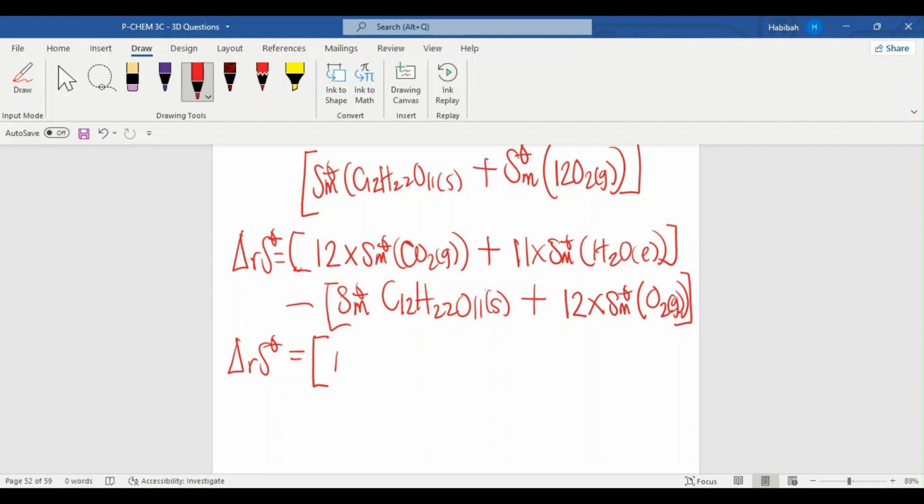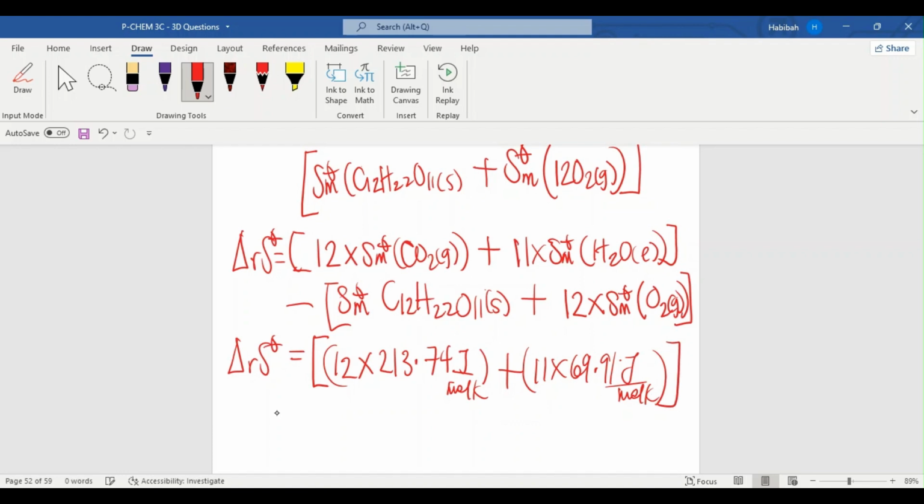So we have 12 times 213.74 joule per mole Kelvin, plus 11 times the molar entropy of H2O, that would be 69.91 joule per mole Kelvin, minus the molar entropy of C12H22O11. That's just going to be 360.2 joule per mole Kelvin plus 12 times 205.138 joule per mole Kelvin.